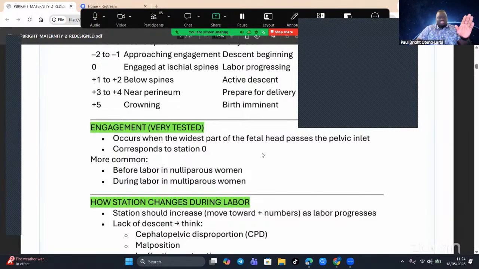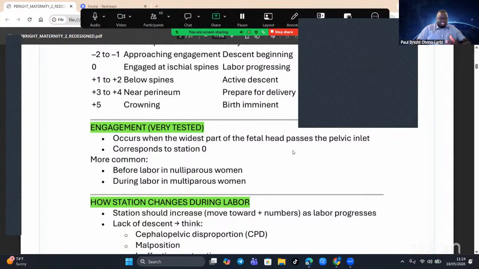I don't think you should forget it again. It is the widest part. It occurs when the widest part of the fetal head passes through the pelvic inlet. It corresponds to station 0. It is more common before labor in nulliparous women and during labor in multiparous women.